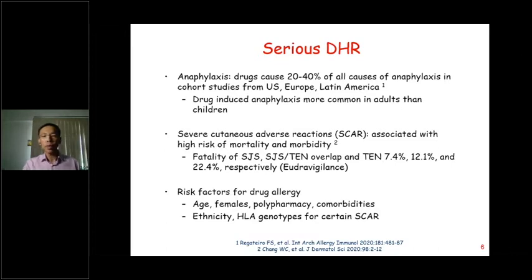So it's fairly important to be able to recognize these reactions early and to stop the culprit or suspected drug. And when we look at the literature for risk factors for drug allergy, we do know that there are associations with certain patient-related risk factors, for example, age, being female, polypharmacy, and comorbidities. And in particular, in the area of severe cutaneous adverse reactions, there is a lot of literature on ethnicity and HLA genotypes.